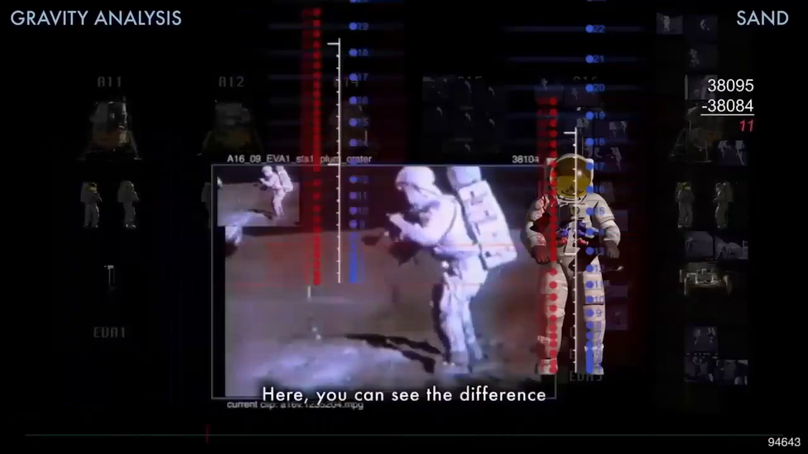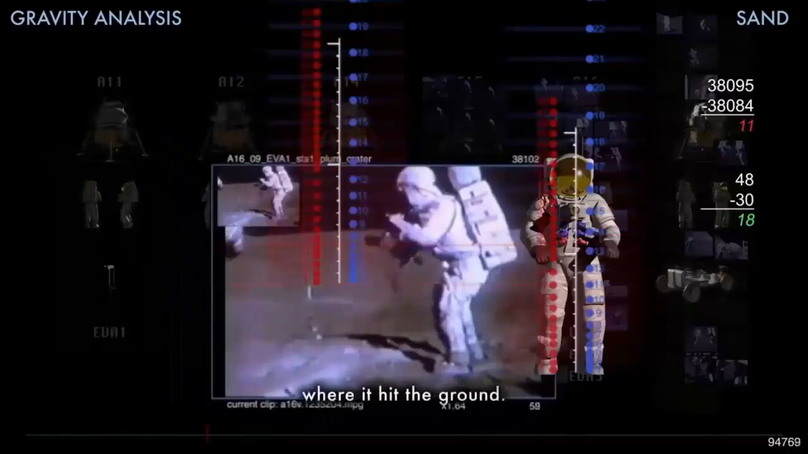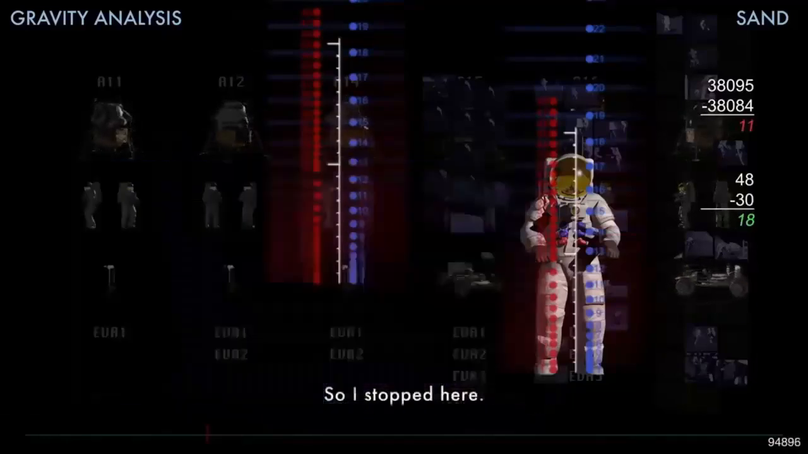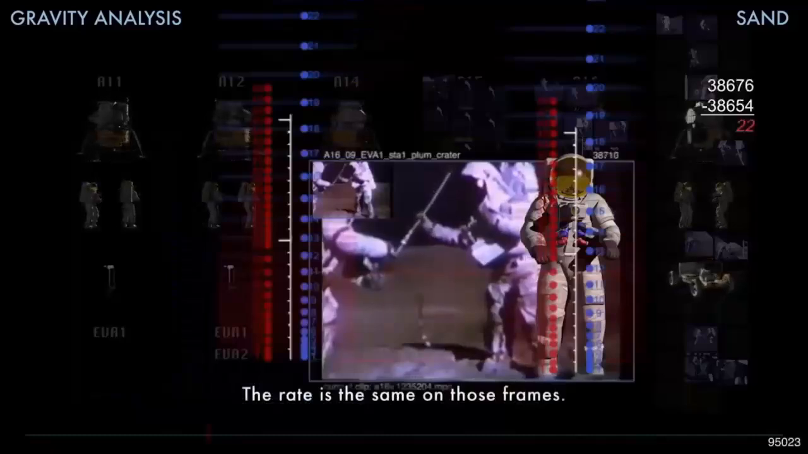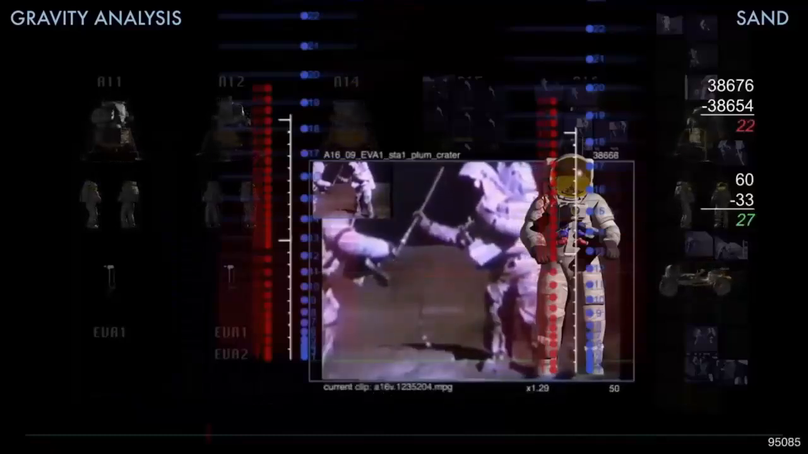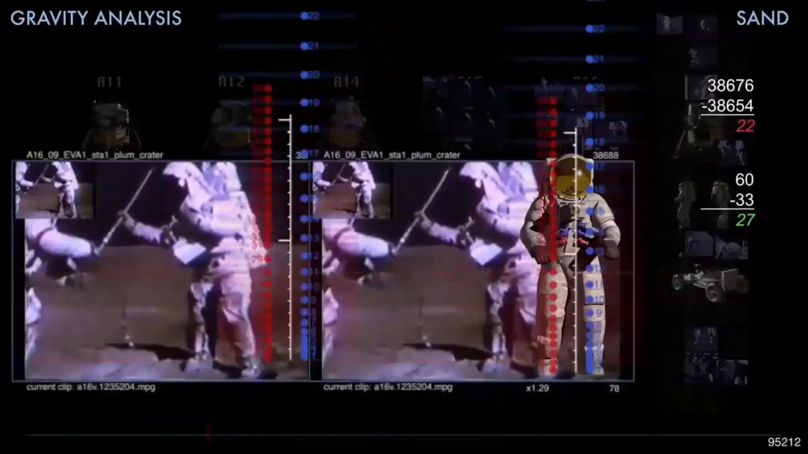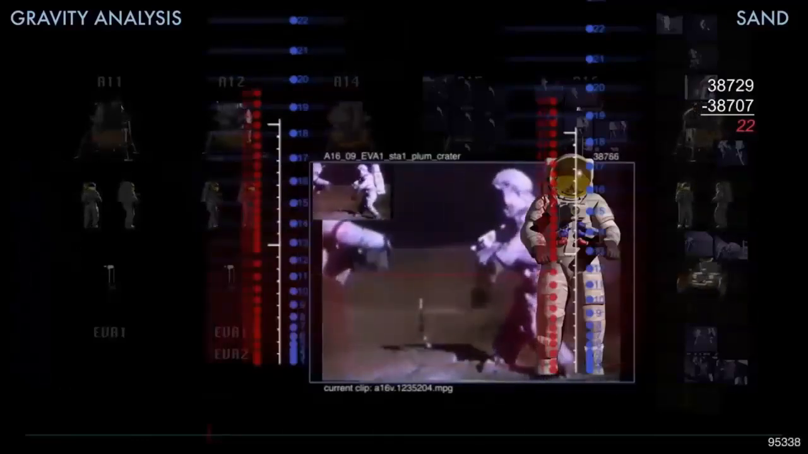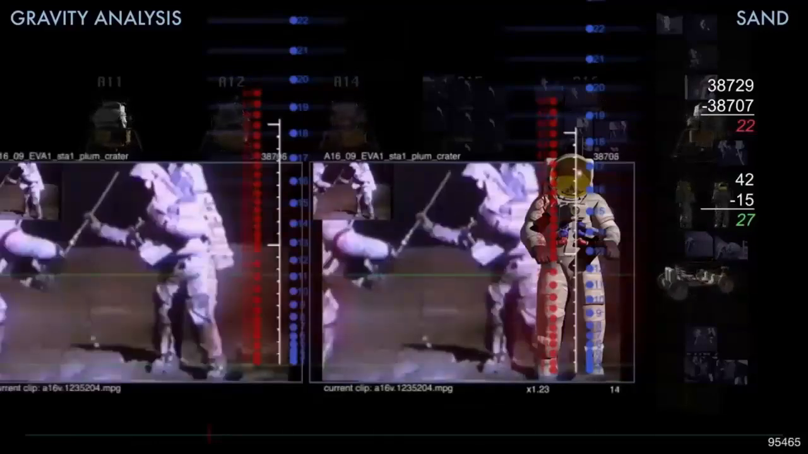Here you can see the difference when I stopped before it hit the ground. I couldn't read it clearly when it hit the ground, but you can clearly analyze at any point during the fall if you want, so I stopped here. The rate is the same on those frames. I encourage you to do your own analysis of these two frames and the ones that will follow. What you will find will be very interesting indeed.